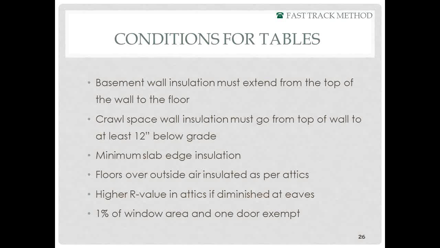Also, you'll see it on the last line there, a small amount of window area and one door are exempt from the thermal requirements. That allows you to use some small decorative window or something that does not meet the U value requirement as long as it's no more than 1% of the total window area. And similarly, you're allowed to put in one door that is basically anything you want as long as the rest of the doors in the building meet the requirement for doors.